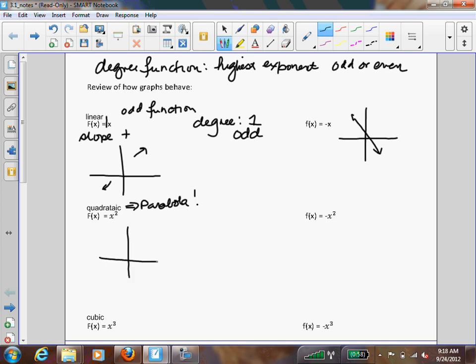If it is positive, we knew from last year that the tails are pointing up, correct? Eventually, you're in quadrants 1 and 2. If it was negative in front of that first term, we knew that it pointed down, and our tails were in quadrants 3 and 4. So this has a degree of 2. This is an even function. So the even function is either going up or going down.